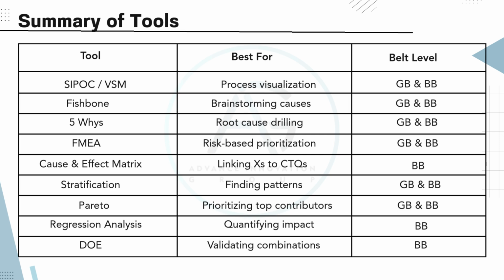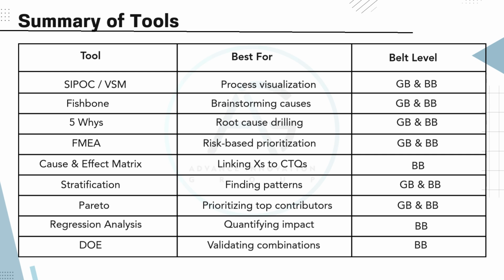5 Whys allows teams to drill down to the root cause by repeatedly asking why until the true issue is uncovered. FMEA stands for Failure Modes and Effects Analysis. This is used for risk-based prioritization, especially in processes with many potential failure points. The cause and effect matrix helps in linking the inputs, X's, to the critical outputs, CTQs, used mainly by black belts. Stratification is used to identify patterns within data.